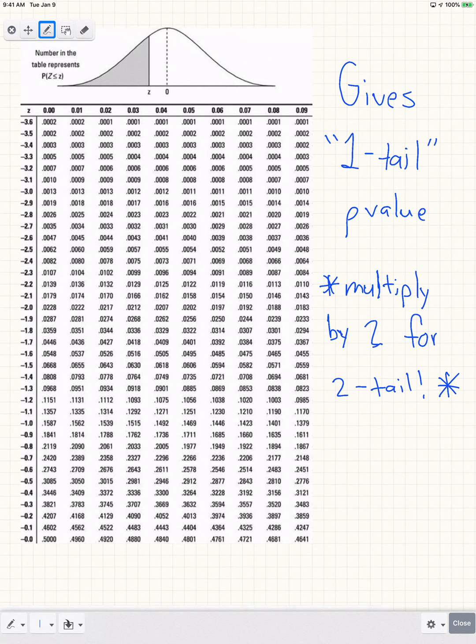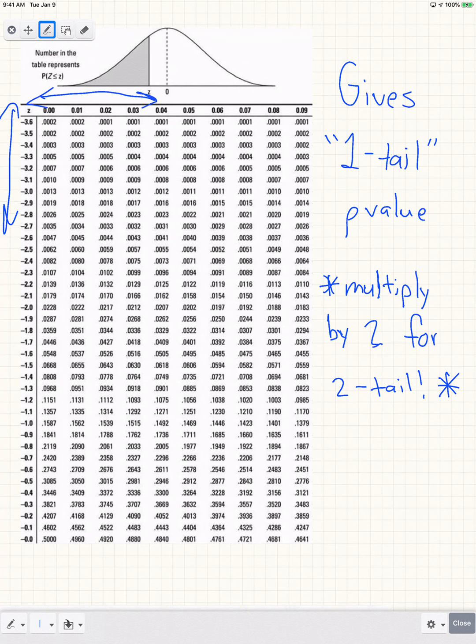Hey everyone, I wanted to give you a brief tutorial on how to read a z-table to find a p-value. At this point in a problem, we have already calculated a z-test statistic. Whatever we get for that z-test statistic is going to compile on the column on the left side of the table, and then on the row at the top part of the table.